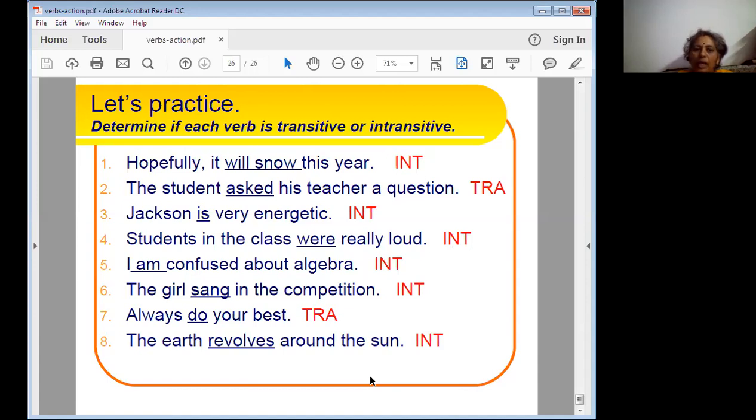Intransitive. I hope we have a little idea about this. Perhaps once again we can repeat the same session in the next class.